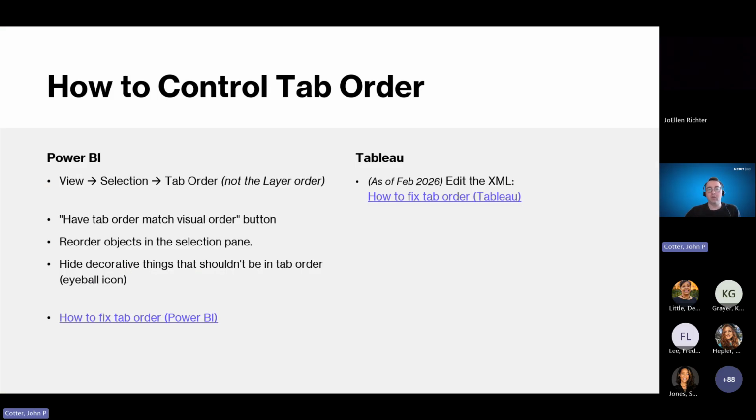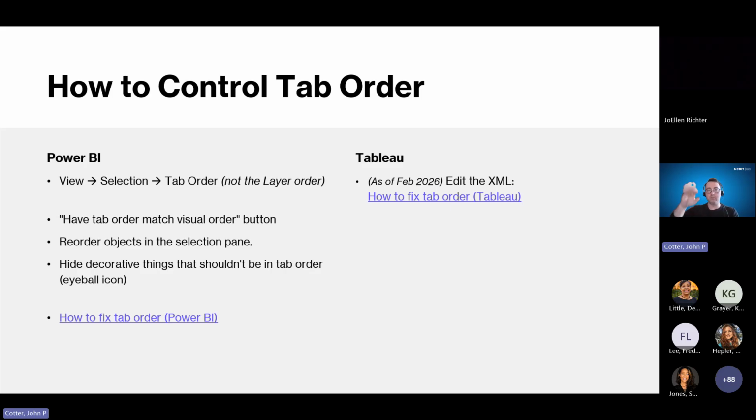Here's how you control the tab order in Power BI and Tableau. In Power BI, very simple. Anna's going to demo it. There's a menu called View. So you go to View, Selection, Tab Order. And in that, you can drag and drop things around. There are some arrow keys where you can reorder elements. There's also a button in there that's pretty magical that says Have Tab Order Match Visual Order. And when you press that button, boom, it just rearranges everything. Not visually, it just affects the tab order. And then you can go through and check that it worked well by just testing it with your keyboard tab key.